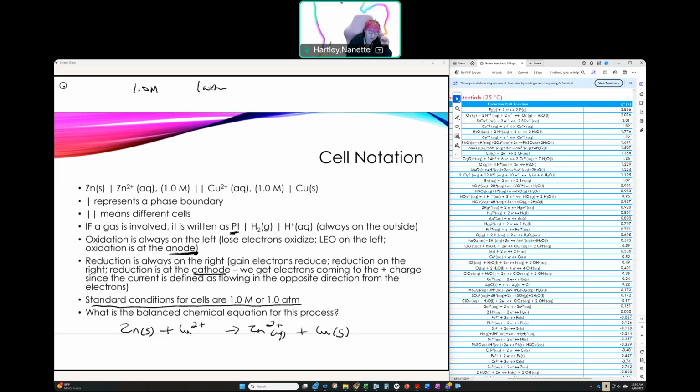Technically speaking, this right here should also say 1.018. I forget. So that should also be there.